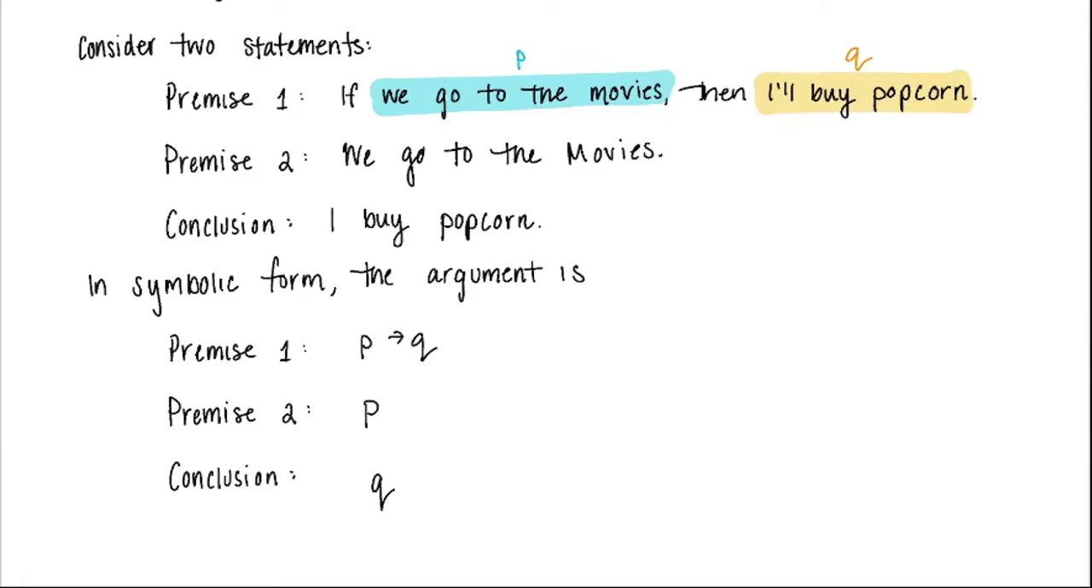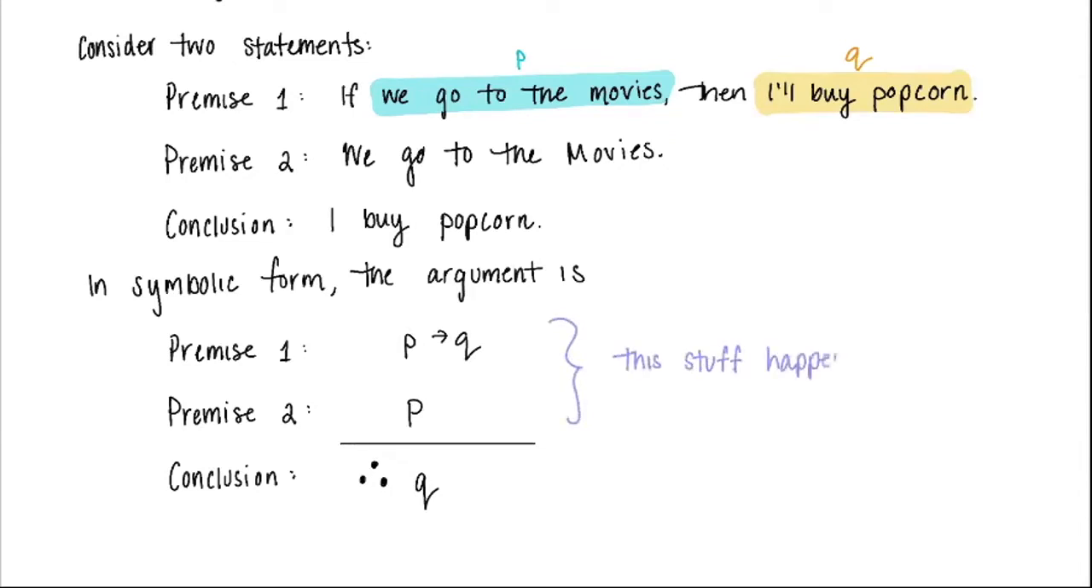Okay? So what you're typically going to see is just this symbolic form, and the conclusion is going to be underneath a bar. And you put these three little dots to say, therefore. So the way you kind of want to dissect it is this stuff happens. Therefore, this happens. Okay. So the other way you can think of it is if these premises hold, then this conclusion has to hold.